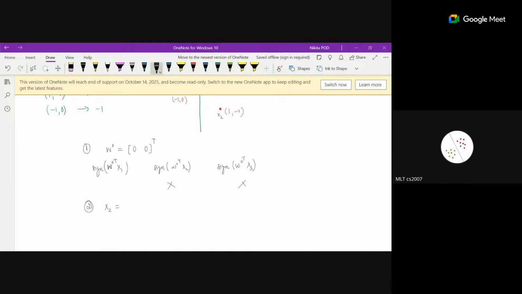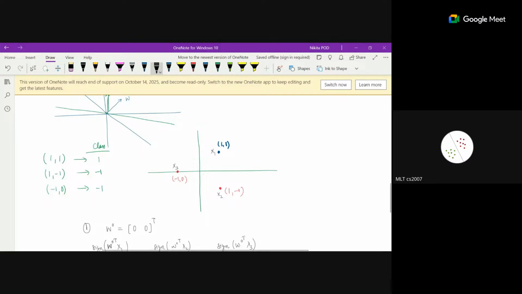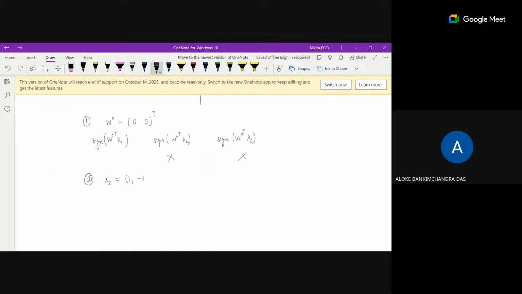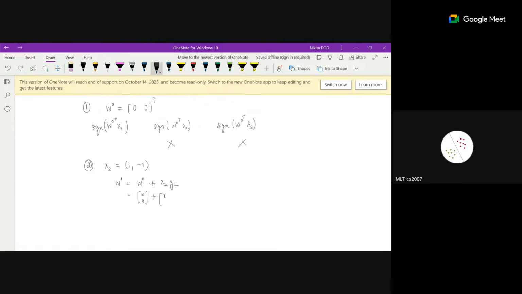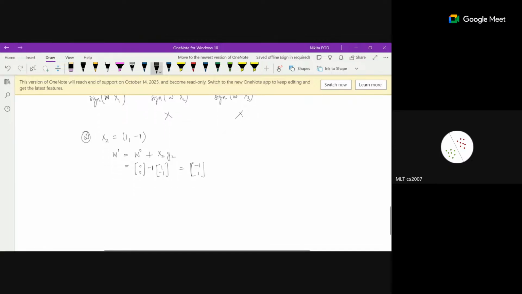So now let's pick my x2, which is (1, -1). This needs to be updated. So what is W(t+1) now? W1 is equal to W naught plus x2 y2. W naught will be (0, 0), plus (1, -1), and y2 is minus 1, so (-1, 1). Now this is the W I have.